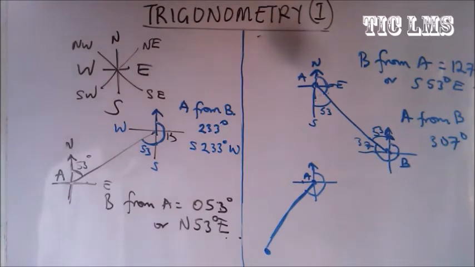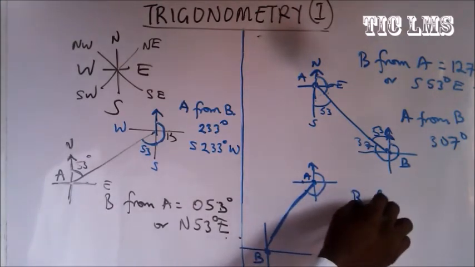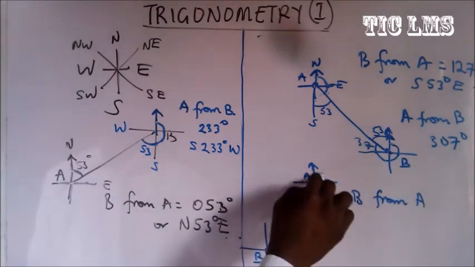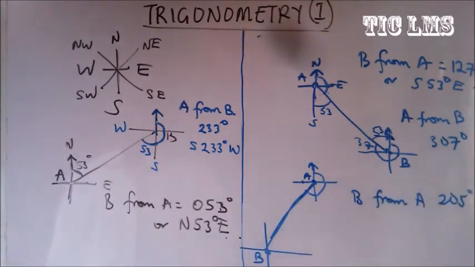And so if B is located there, what we need to do is draw four cardinal points for B. And so we have that B from A is this angle here, and we called it 205 degrees.